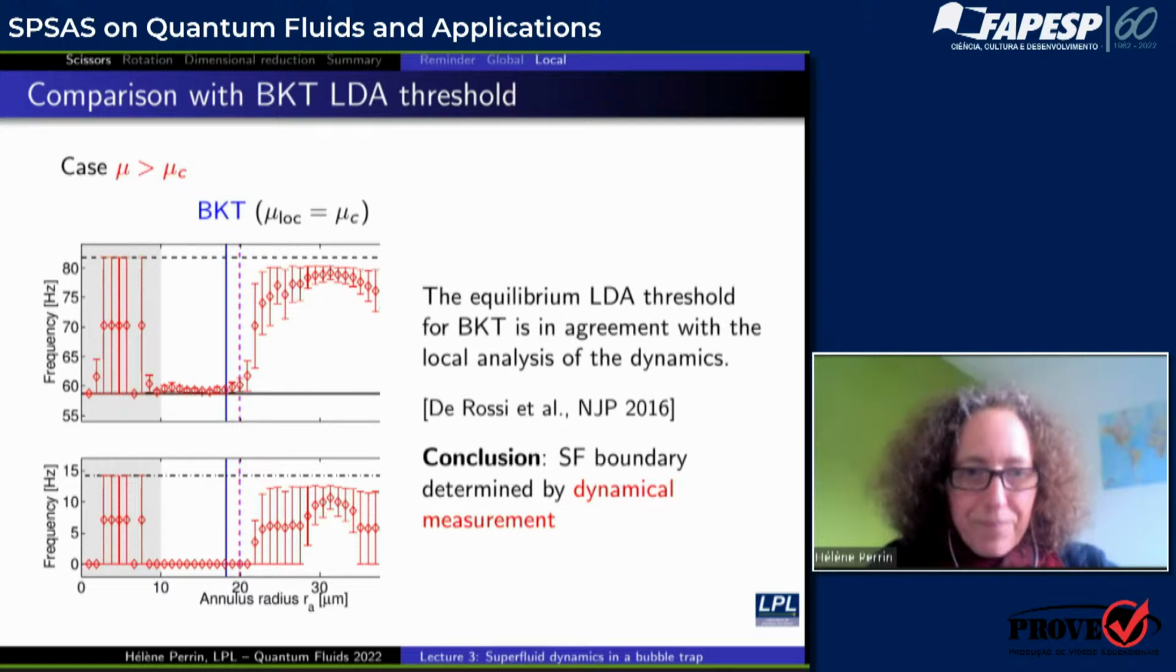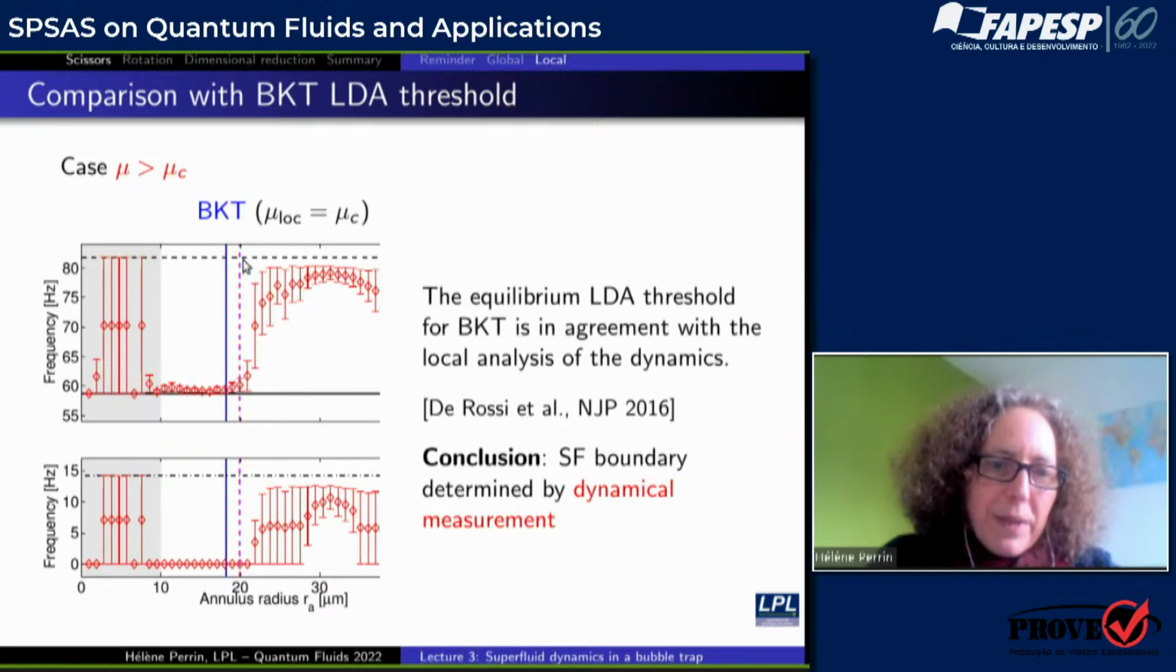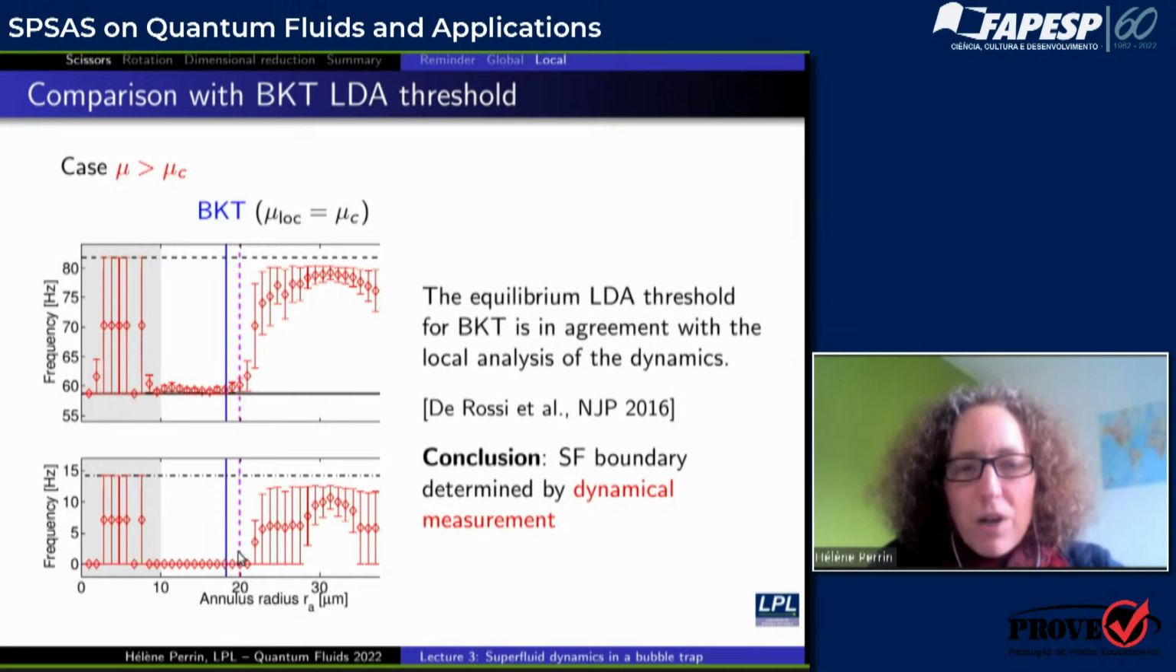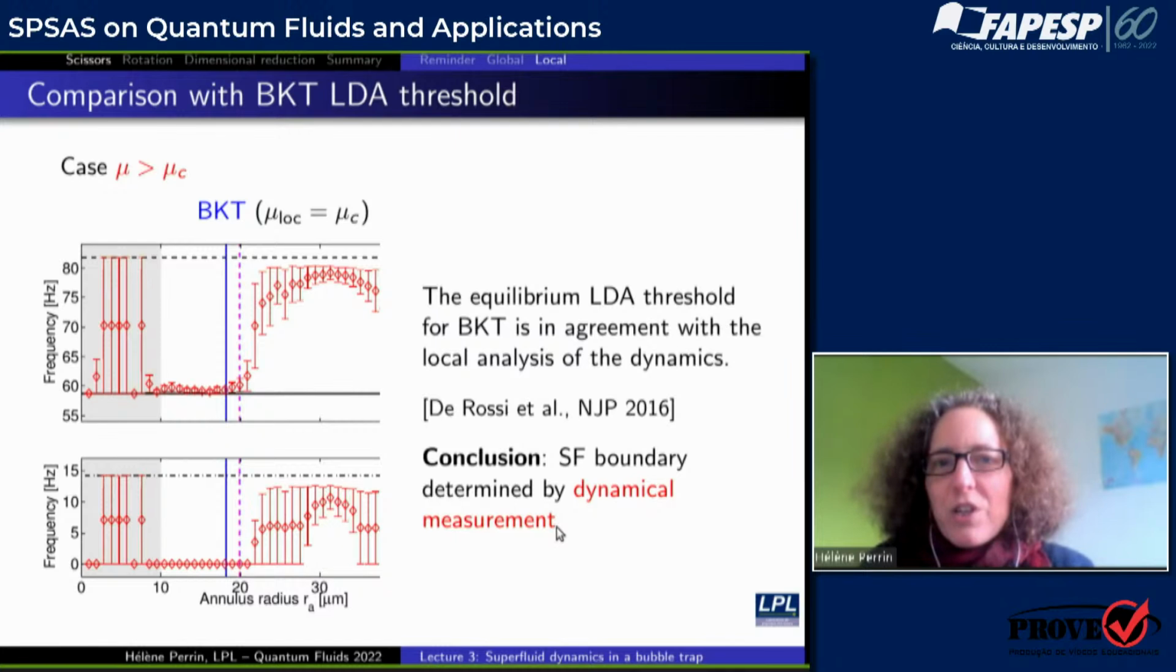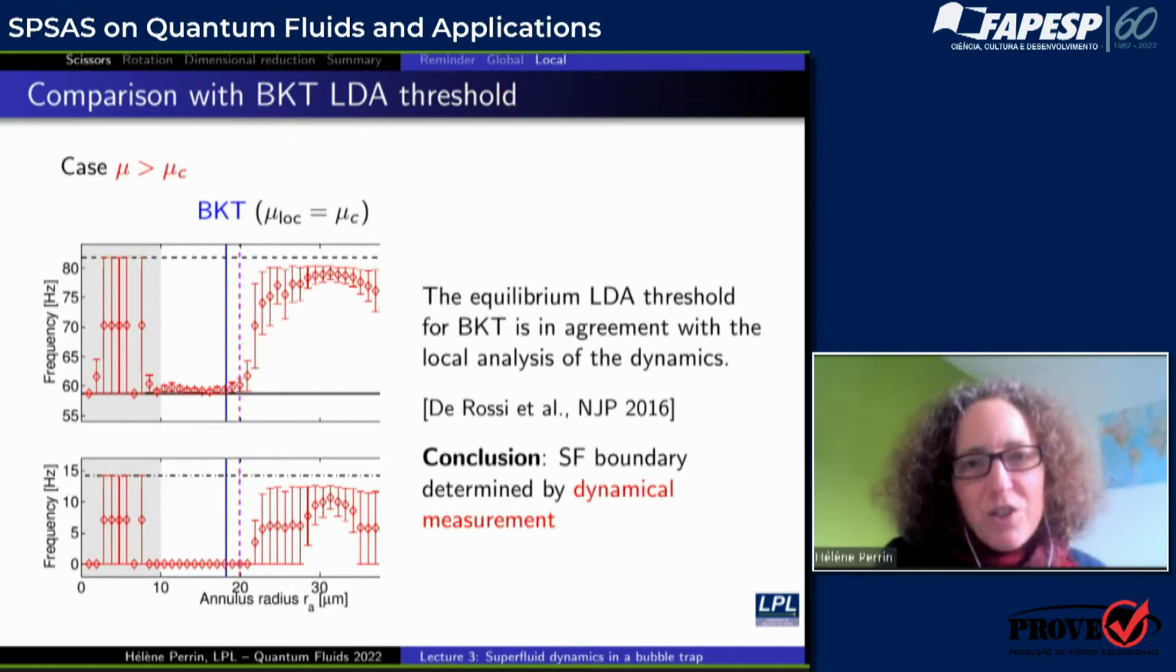And what we find is that the threshold we expect for the BKT transition is around this region. So these two thresholds are computed for slightly different hypotheses. And we find indeed that the difference in dynamical behavior occurs around the region that we expect for the superfluidity threshold to be met in terms of local density or local chemical potential. So this is an illustration of the kind of experiments we can do in these very smooth potentials where the oscillations can be observed for a long time, and you can really probe superfluidity with dynamical criteria.